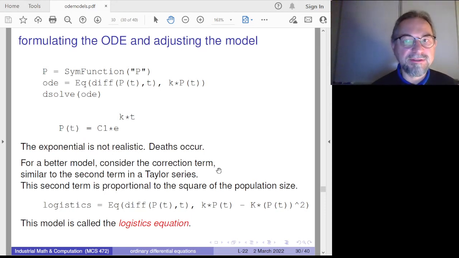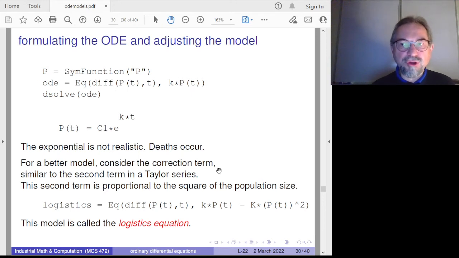Again, t is already a variable in our setting. So we solve this differential equation after stating it with the ODE construction, and we find an exponential. Now the k is positive, because there is a positive relation between the size of the population and the change in the population. So it's actually not really realistic. There are deaths that are happening. How unfortunate. So here is how we will consider a better model.